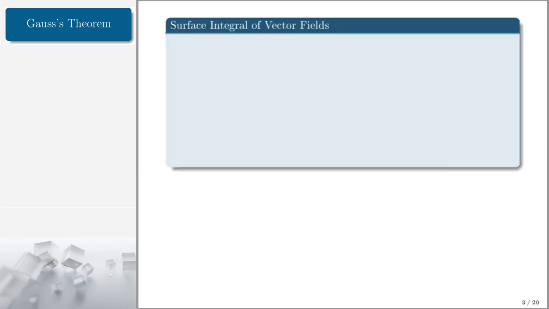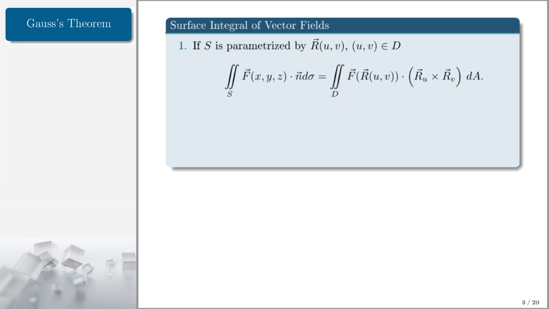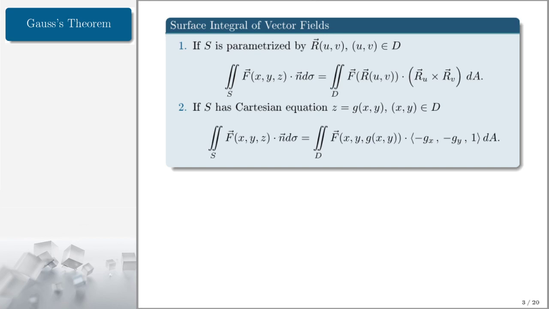In the previous lectures, we found out that if we are given a vector field f and a surface S which is parameterized by r, we can find the surface integral of f across S by evaluating the double integral given as follows. On the other hand, if it has a Cartesian equation z equal to g of xy, we have a corresponding double integral that evaluates it.